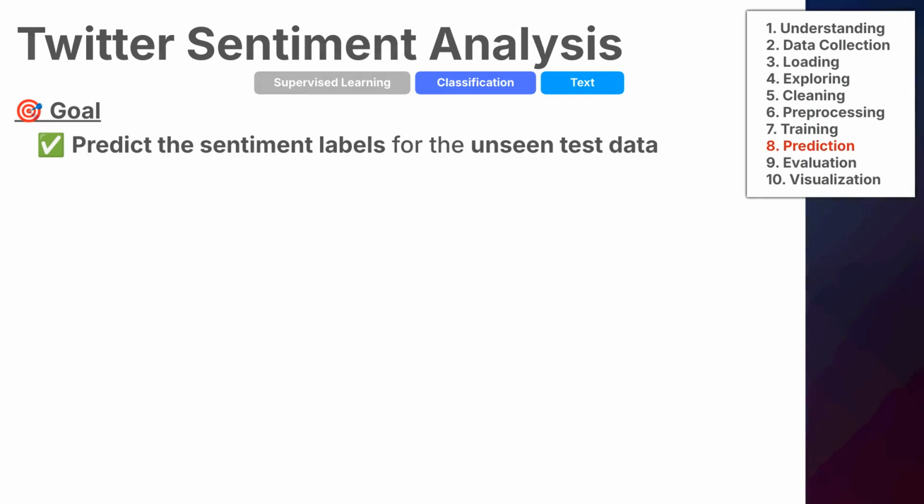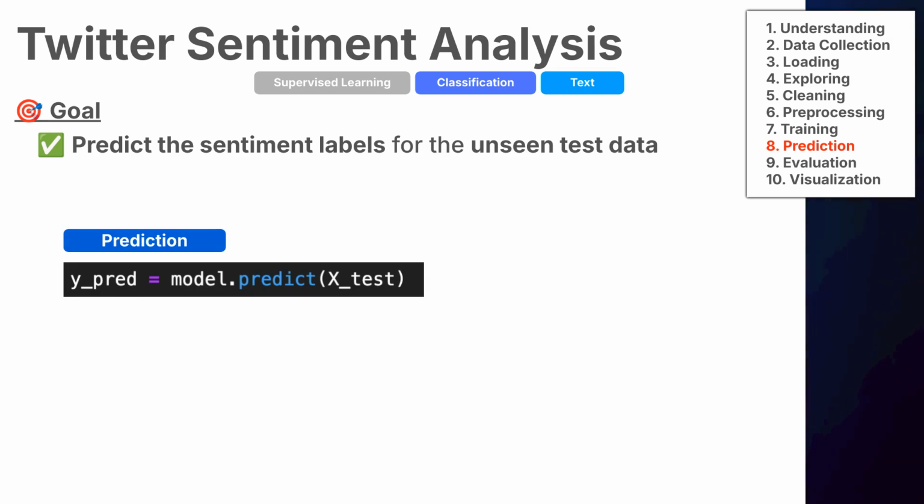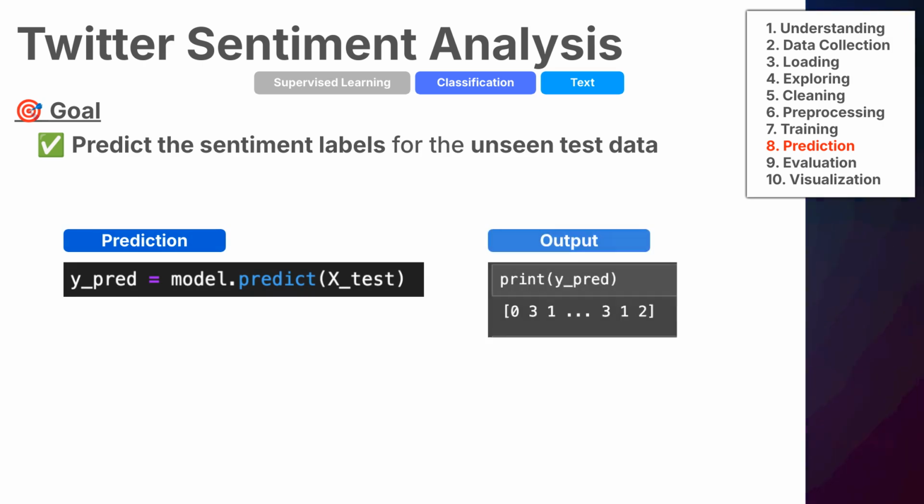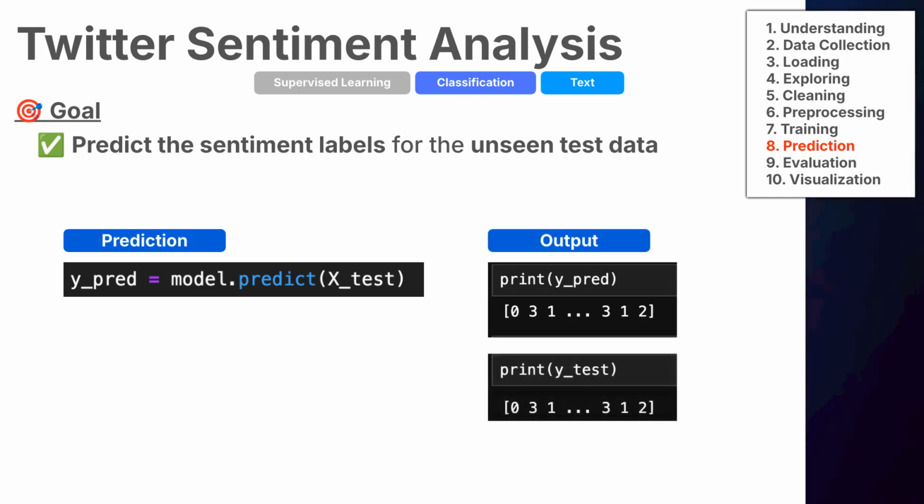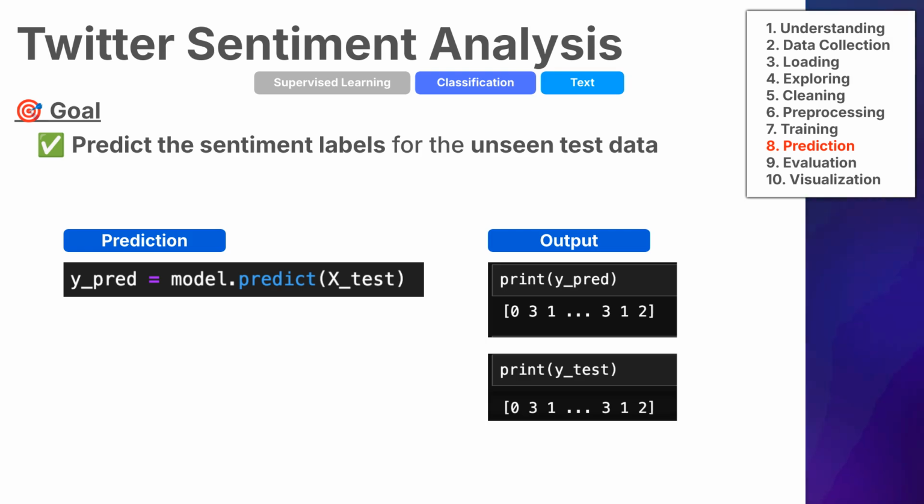8. Prediction. The goal of this step is to use the trained model to predict the sentiment labels for the unseen test data. These predictions will later be compared with the actual labels to evaluate model performance. The model.predict takes the TF-IDF transformed test data and outputs the predicted sentiment labels. These predictions can now be compared to the true labels. At first glance, it seems like the model predicts the labels accurately. Let's move on to the evaluation step to measure how well the model performed.